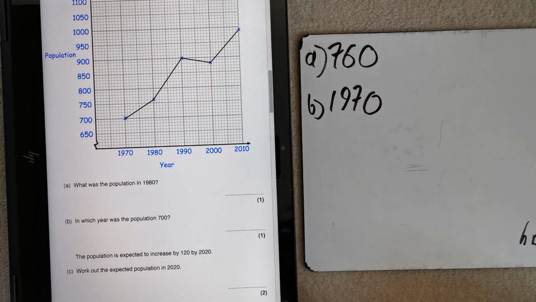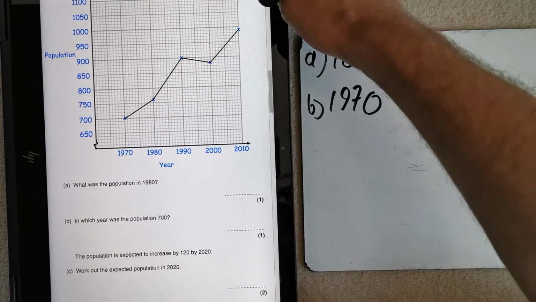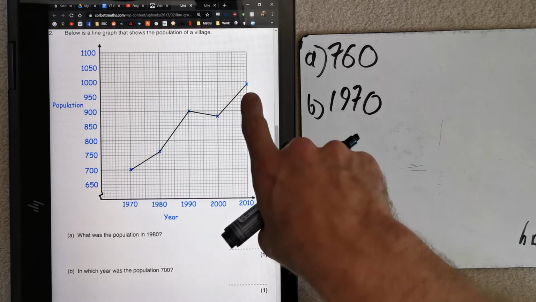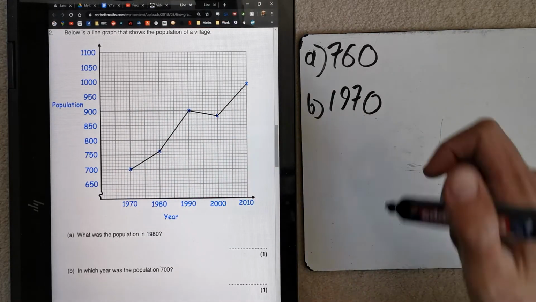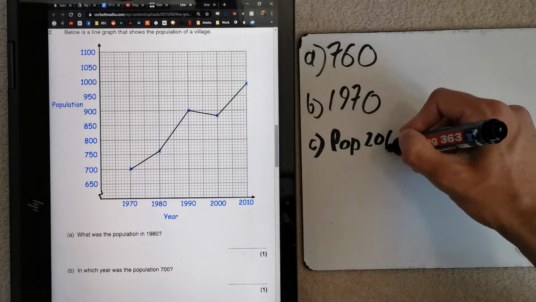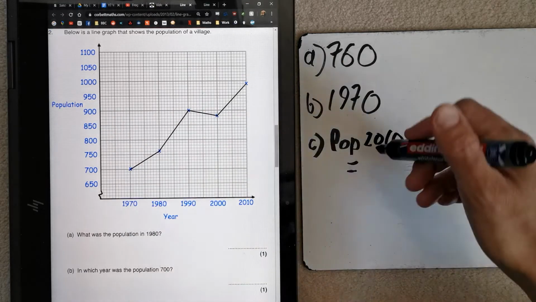Work out the expected population in 2020. Right, so increased by 120. Well, let's have a look at the population in 2010. Okay, population in 2010 is 980. So the population in 2010 equals, what was that?